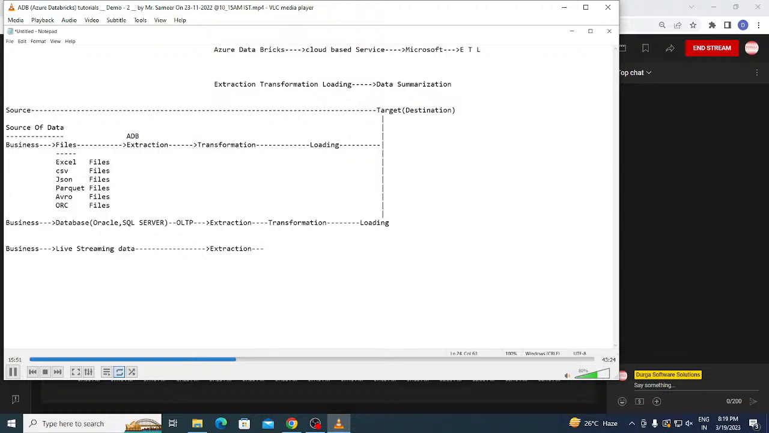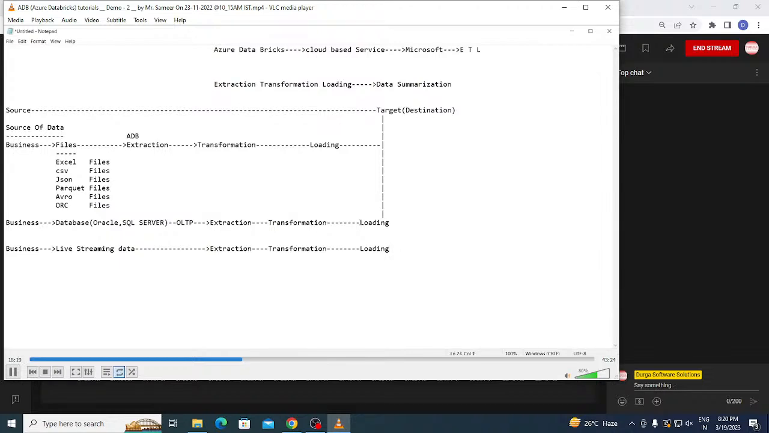Once the extraction is done, the process of transformation will begin. What is the process of transformation? Transformation is the actual process of data summarization. And once the data summarization is done, finally we load the data into the target.